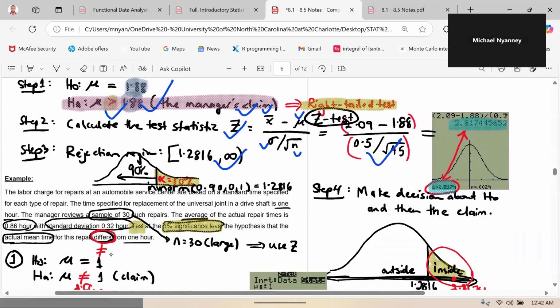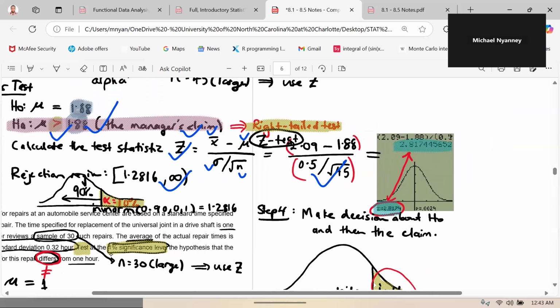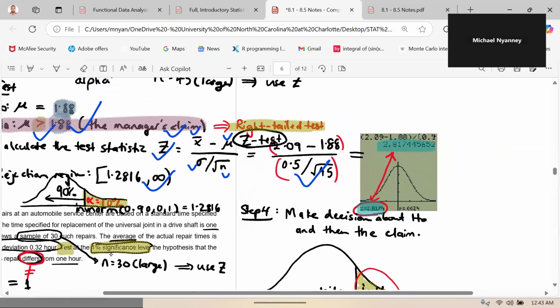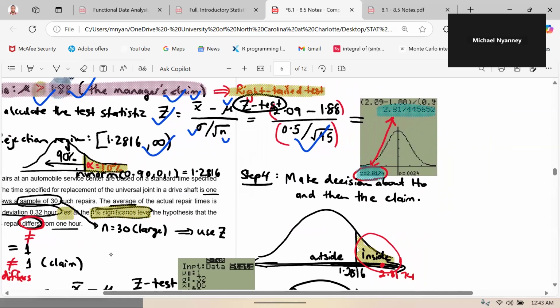Now, what you do is that you compare your step 2 and step 3. So where does the Z value fall within the rejection region? We had Z to be what? The value for Z is 2.8174. And we have 2.8174, which is within the rejection region. So we make a decision about H naught and then the claim.